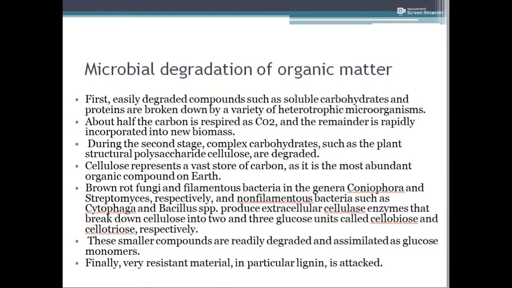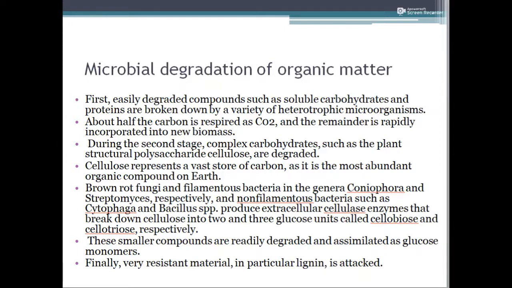In the microbial degradation of organic matter, firstly, the soluble carbohydrates and the proteins are broken down by various heterotrophic microbes, and about half of the carbon is respired as carbon dioxide, and the remaining is rapidly incorporated into new biomass. So first, the soluble carbohydrates and proteins are used. During the second stage, the complex carbohydrates, such as plant structural polysaccharides like celluloses, are degraded.